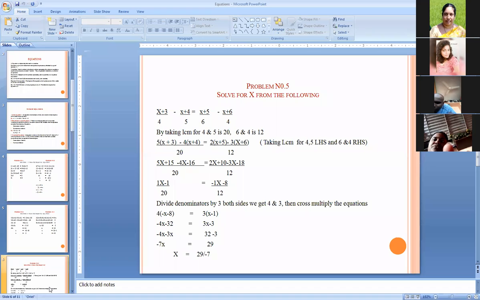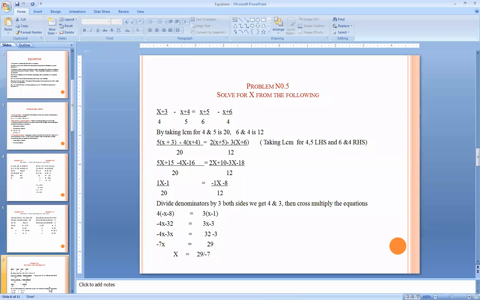Here, this is: solve for x from the following. See, in the previous questions, there was no fraction when we calculated. Directly, they might have given x plus 3 equals 5, then x into 3 plus x equals 10, like that. Directly only numerator values, denominator values were not there. But in the second type, we are going to have a fraction of numbers. Now see, on the left side, x plus 3 divided by 4 minus x plus 4 divided by 5. This is the left hand side. In the same case, the right hand side is x plus 5 divided by 6 minus x plus 6 divided by 4.